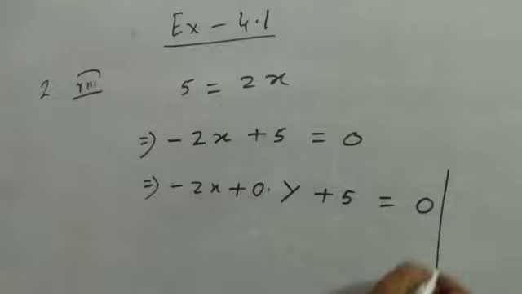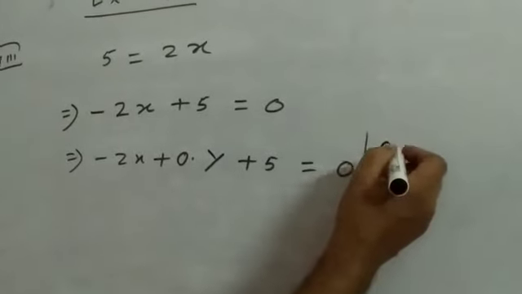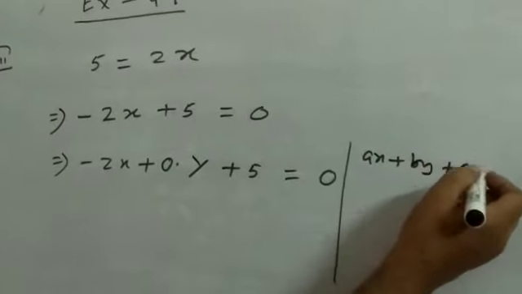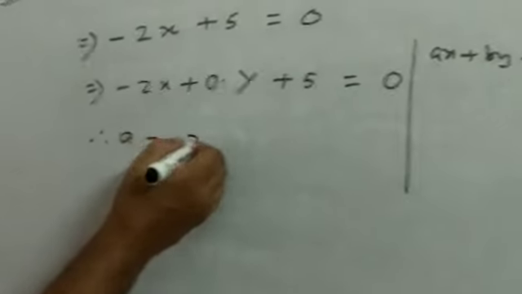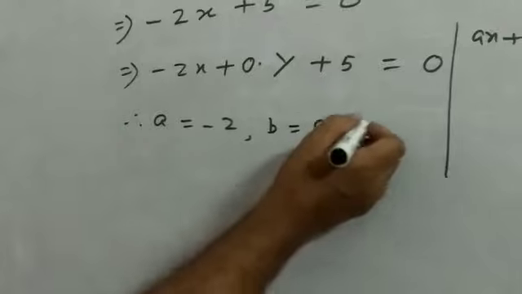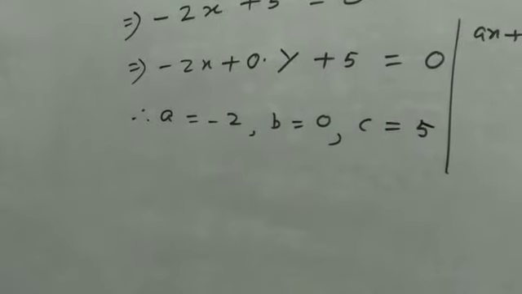Okay, so now if we compare, this is of the form ax plus by plus c is equal to 0. So now if we find the value, a is minus 2, b value is 0 and c value is 5. Is that clear?